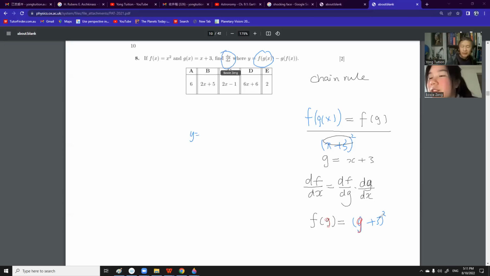No. They're asking for the derivative with respect to x. Before this is not right. The correct answer is that f of g is simply equal to g squared. Because I use this formula for the f function. Can you see? Right.